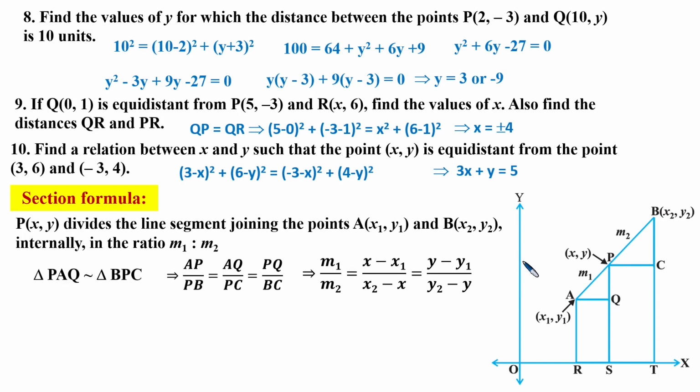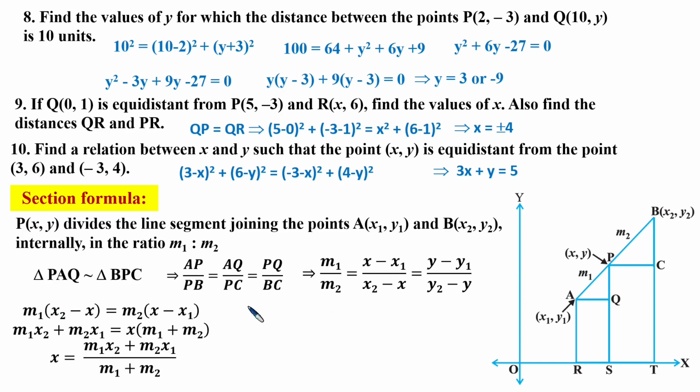So this point is y minus y1 is here, this PQ. And this BC is y2 minus y. So now I get this relation. So from there I take x, first I take x, this equality sign I first take, and I write here m1 into x2 minus x1 is m2 into x minus x1. Just expand it and you will get x is equal to this.